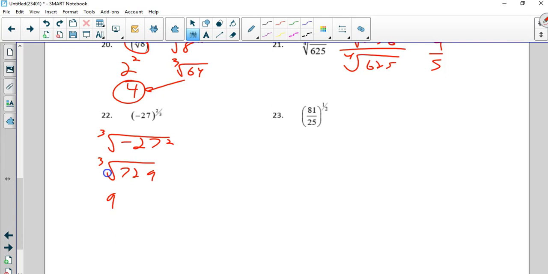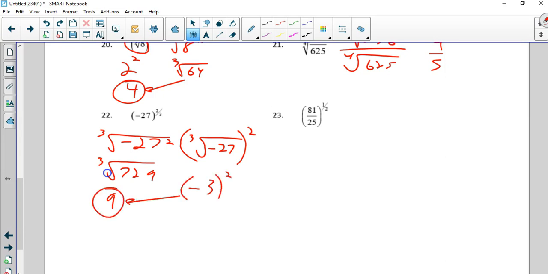The other way to go about it is to write it this way. And the cube root of -27 is -3. But then that number squared still leads you to 9. And over here we have basically 81 to the 1/2 over 25 to the 1/2, which is just the square root of both. And therefore that is just 9 over 5.